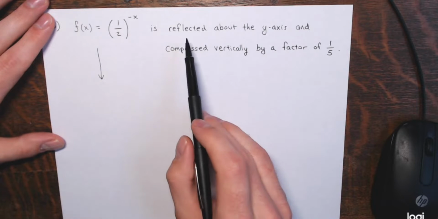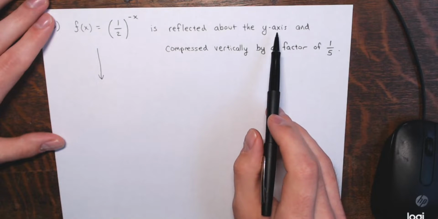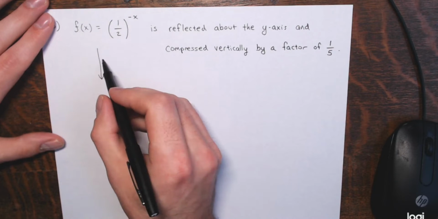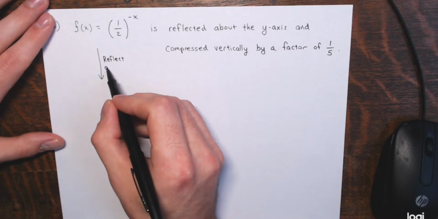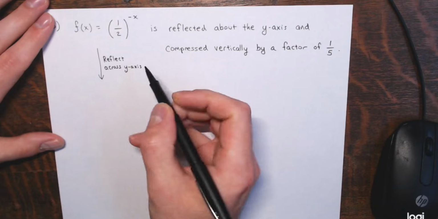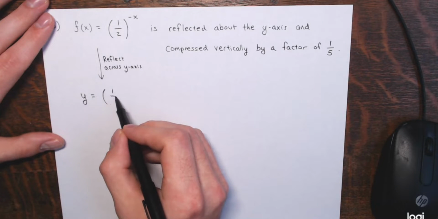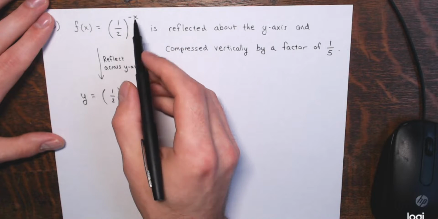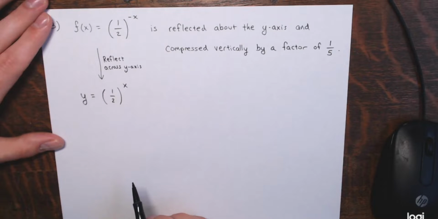Now remember, reflected about the y-axis means replace x with -x. So that'll make this positive x in the exponent, right? Reflect. So first I reflect across the y-axis, right? Replace x with -x, and we get y equals 1/2 to the -x. So 1/2 to the x. All right, now we're back to one of those basic exponential functions.